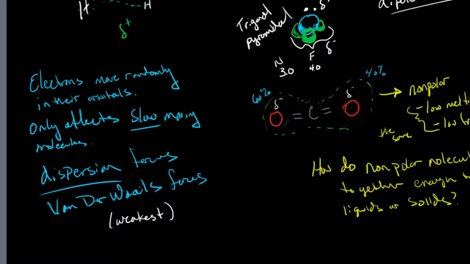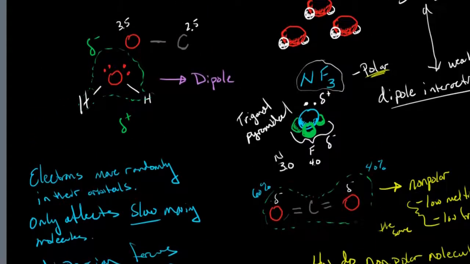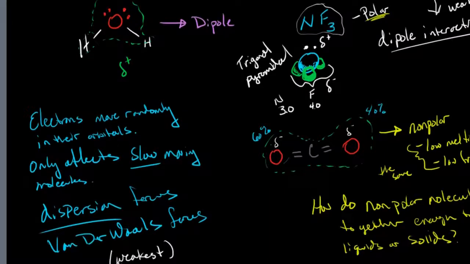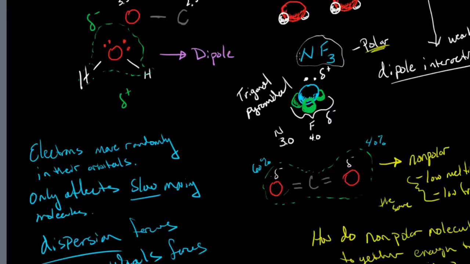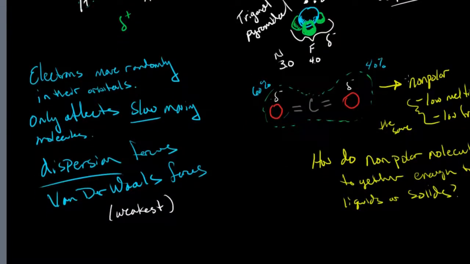So which one was the strongest? The strongest intermolecular force was hydrogen bonding, which came from polar molecules that had hydrogens on them. The next strongest was our dipole interaction, which came from polar molecules that don't have hydrogens on them. And then we have nonpolar molecules that experience dispersion forces that do kind of attract each other a little bit, but it's a very weak force.